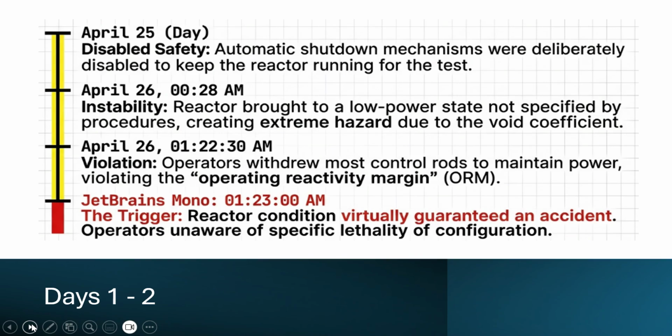On April 25th, operators deliberately disabled safety systems to keep the reactor running for the test. By early April 26th, the reactor was in an unstable low-power state. At 1:22 and 30 seconds a.m., operators withdrew most control rods to maintain power, violating the operative reactivity margin and creating a configuration that virtually guaranteed an accident.